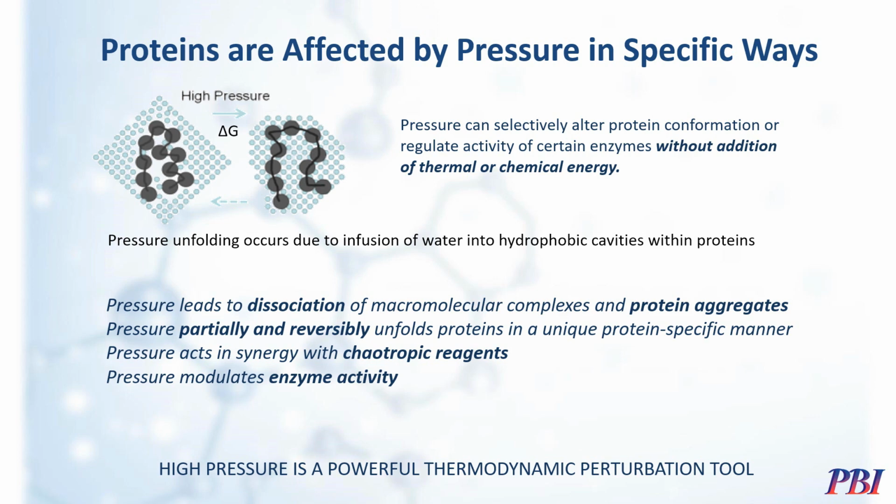Pressure causes dissociation of multimeric protein complexes. As we apply higher pressure, it leads to unfolding of monomeric proteins, resulting in modulations of protein function. Pressure happens to work in synergy with chemical denaturants. In the next few slides, I'm going to show you a few examples of how pressure can be used in convenient research settings to study proteins.